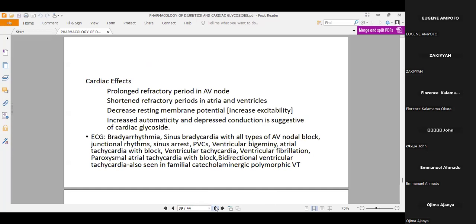And then they could also have xanthopsia, that is like appearance of zigzag lines to their vision. So it causes all forms of arrhythmia. The most common form of arrhythmia caused by digoxin is ventricular bigeminy.